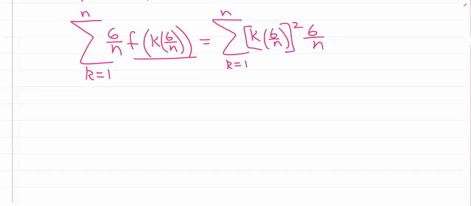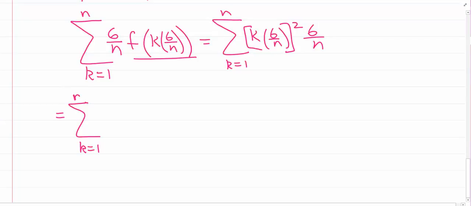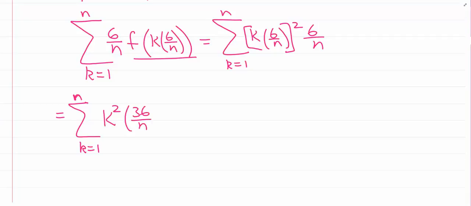Okay, now let's see what we got now. So watch this now. I'm going to square this, and let's see what we've got. If I square this, I get k squared times 36 over n squared. Y'all see that?